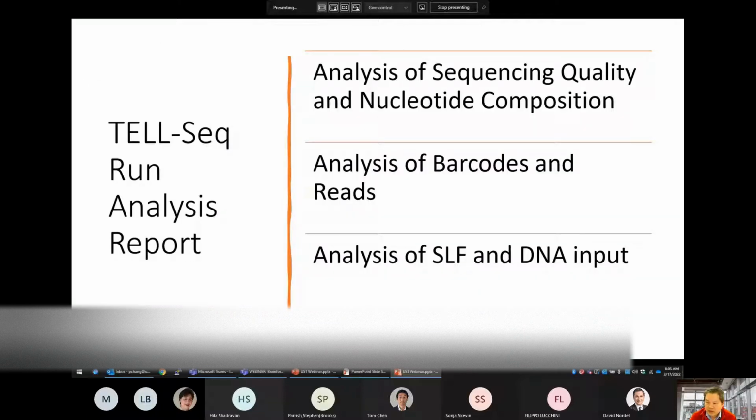The QC analysis report really breaks down into 3 types of analysis. One is on the sequencing quality and nucleotide composition. Another is an analysis of barcodes and reads in the run. And a third analysis looks at the molecular fragments and DNA input in the reaction.